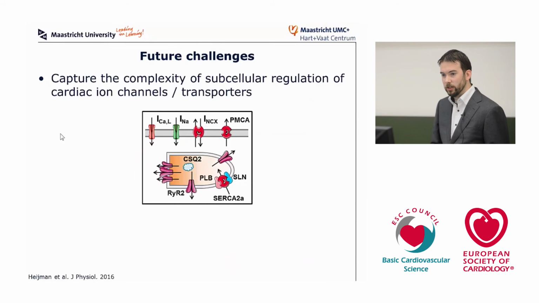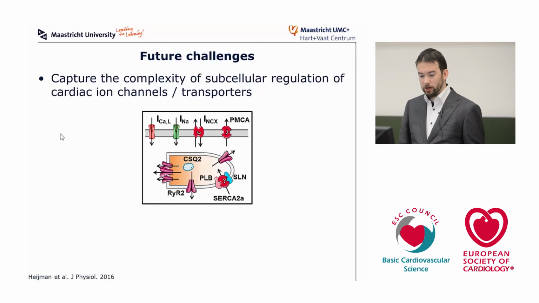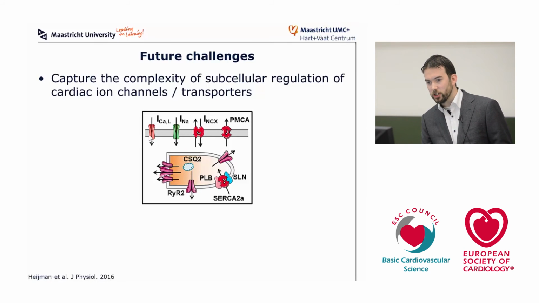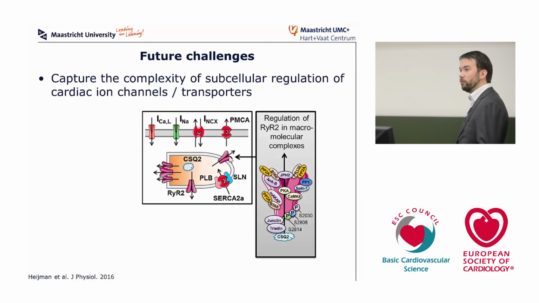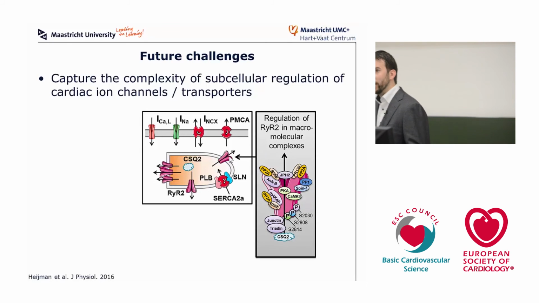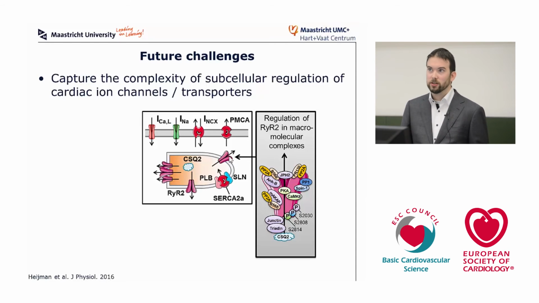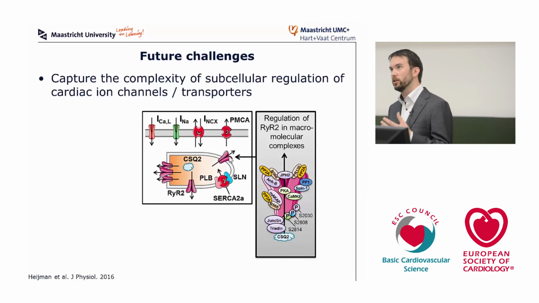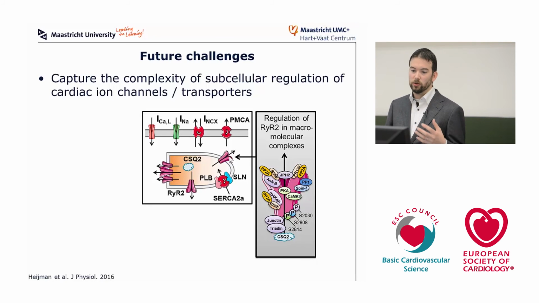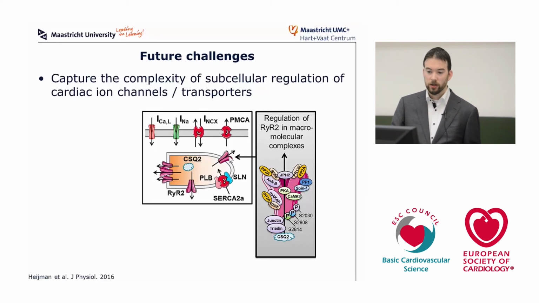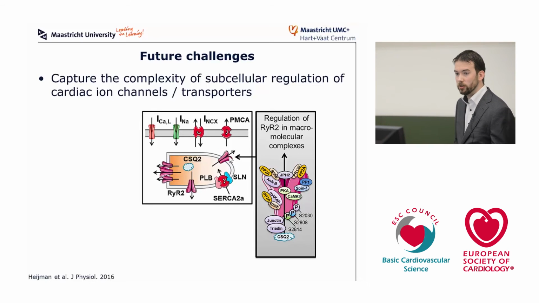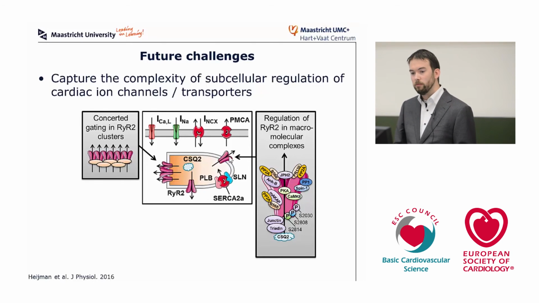Of course, this is still very much a simplification. As I said, we like to depict channels like this, or in this case, a ryanodine receptor like this. This schematic is already a little bit more accurate, but it's still a huge simplification. These are big macromolecular complexes. There are a lot of proteins involved. There are different phosphorylation sites involved, and all sorts of ways in which this channel can be regulated. And most of these nuances are currently not incorporated into our computational models. So that's certainly a future challenge.